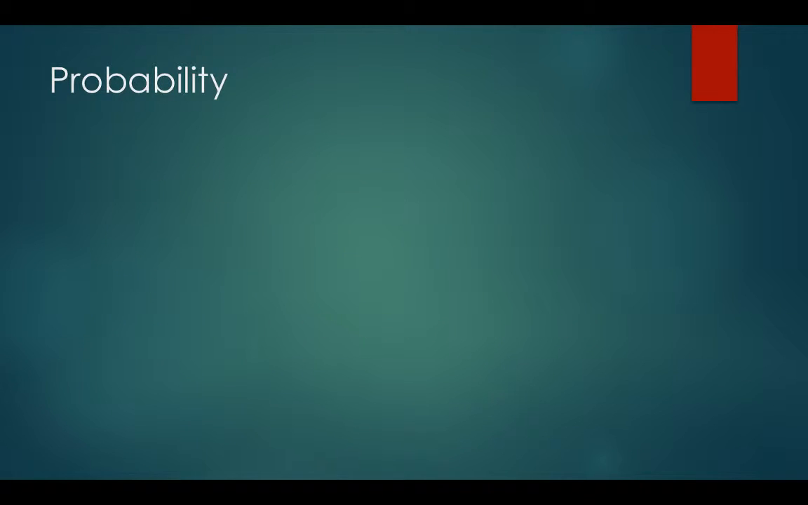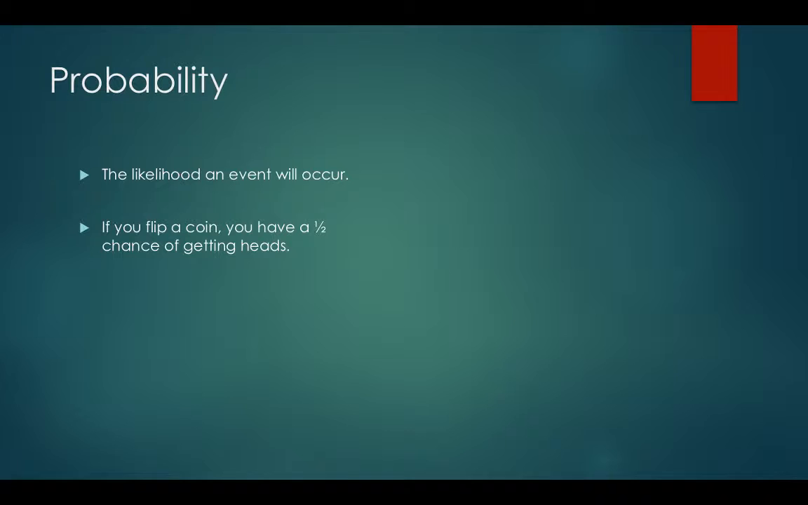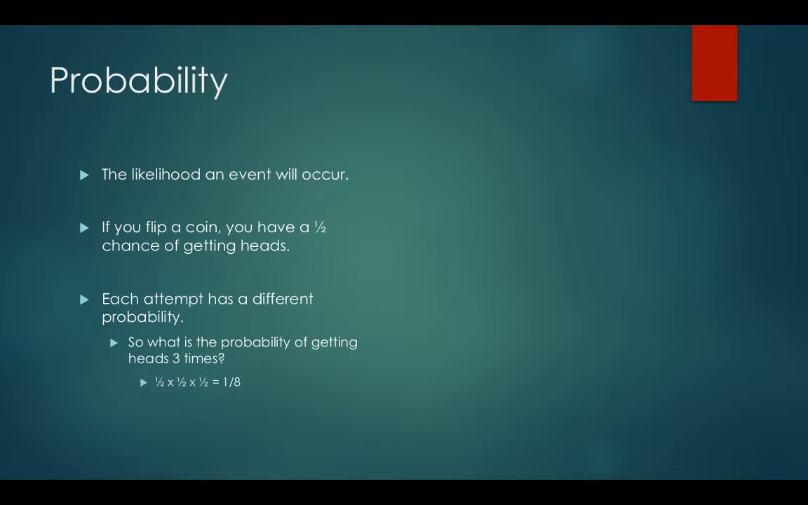So, first and foremost, probability. Well, what is it? Probability is the likelihood an event will occur. So, if we think of an example here, if you flip a coin, you have a 50% chance of getting heads. But if you flip the coin again, you have a 50% chance of getting tails. So probability is a chance that something is going to occur.